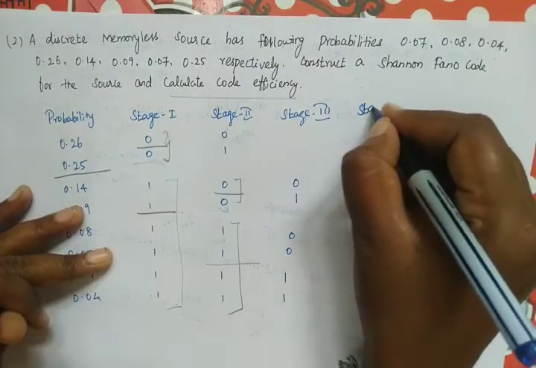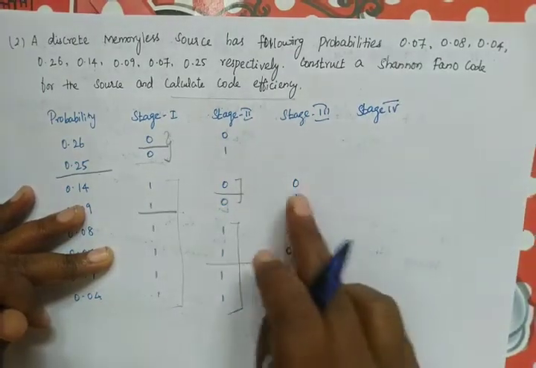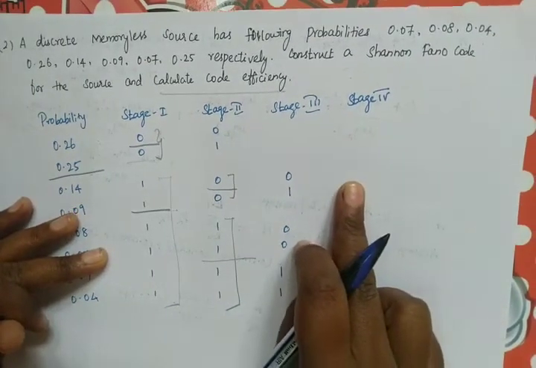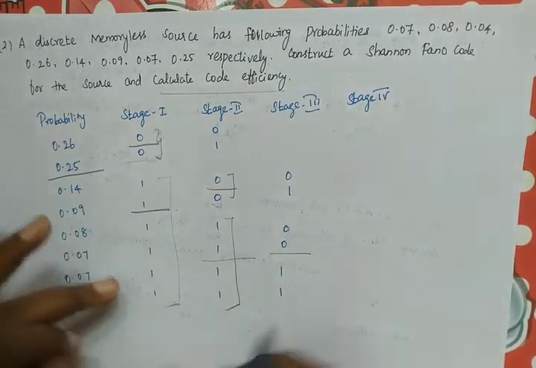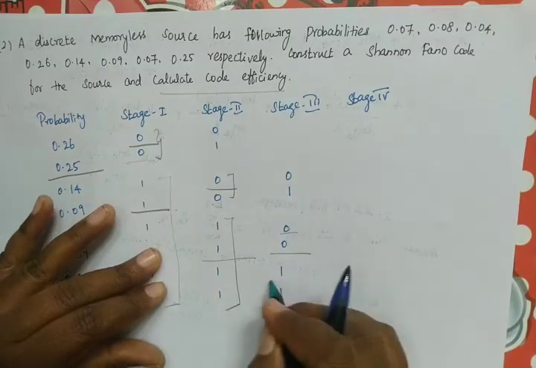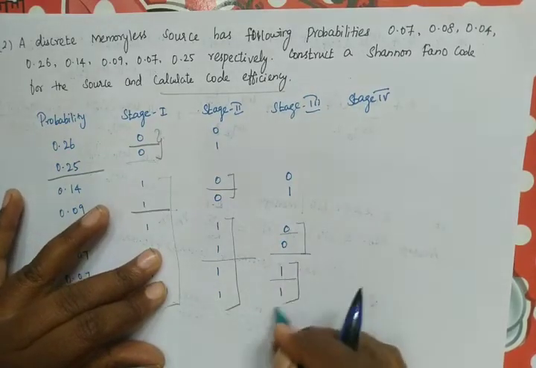Then we have stage 4. Now we should not take this here to stage 4 because 0, 1 is over. And now here we have only a 0 group and a 1 group. So now you split this into 2 and you split this into 2. This is the 0 group, this is the 1 group.